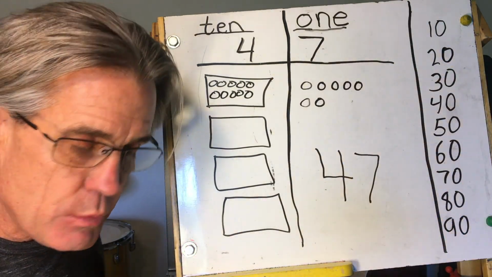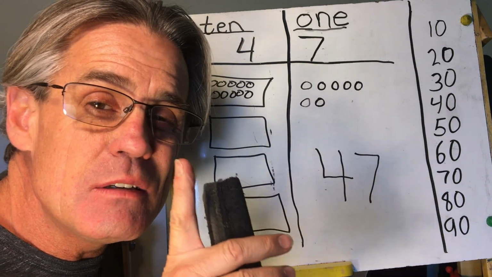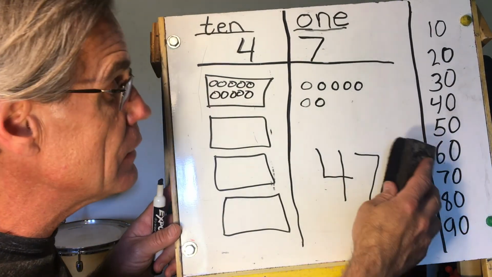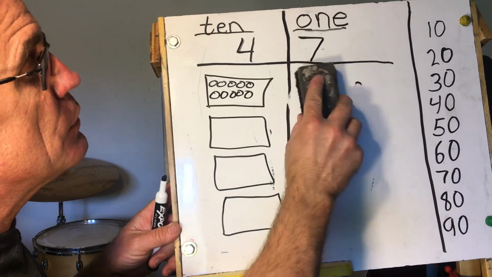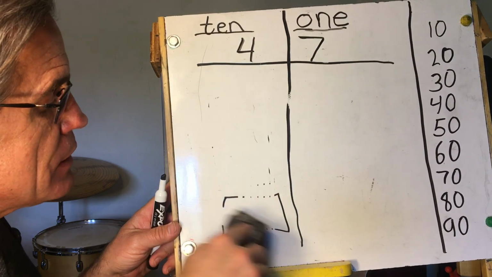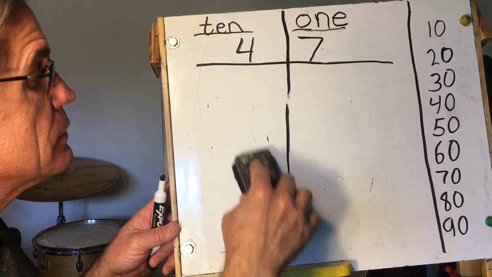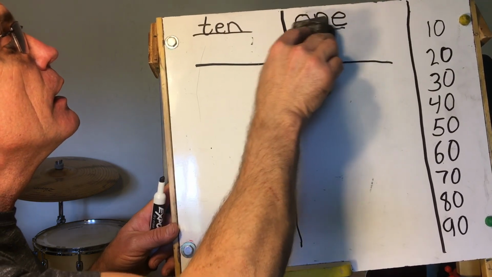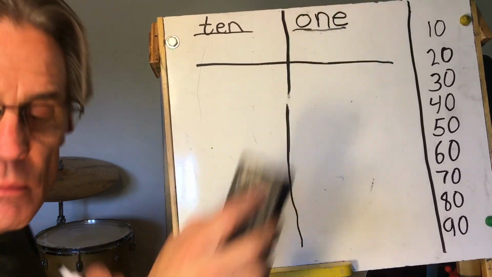I'm going to do one more number with you to show you one trickier thing you can show, like if you're showing a younger kid and you want to show them just how tricky you are with your math. I'm going to erase all this, but I'm going to keep my T-bar because it's going to come in handy for this last one.